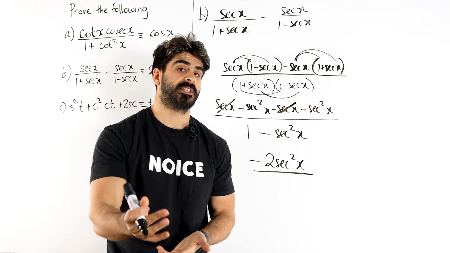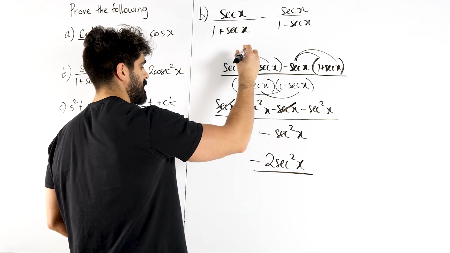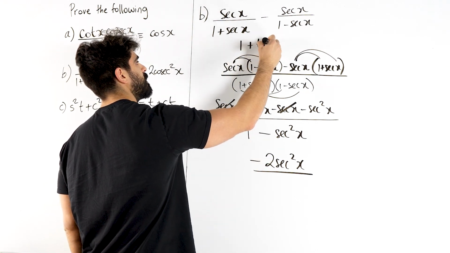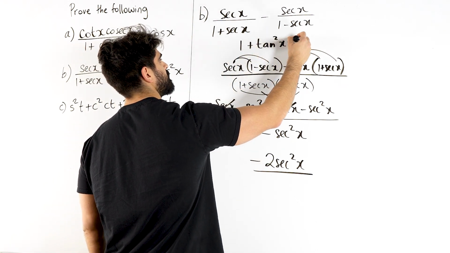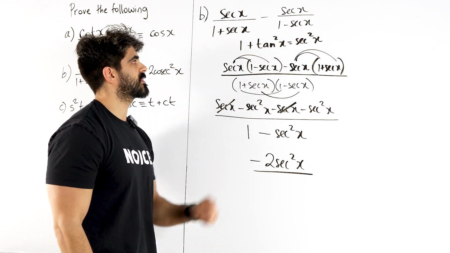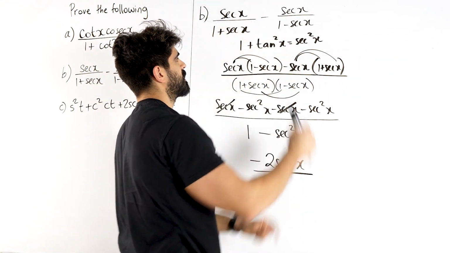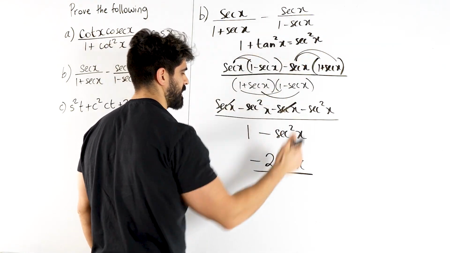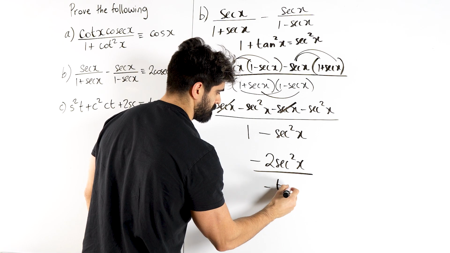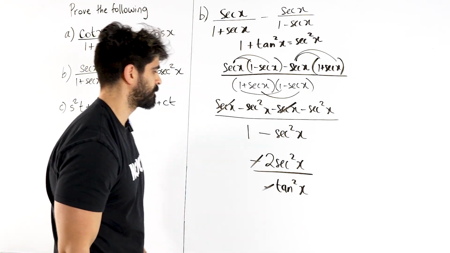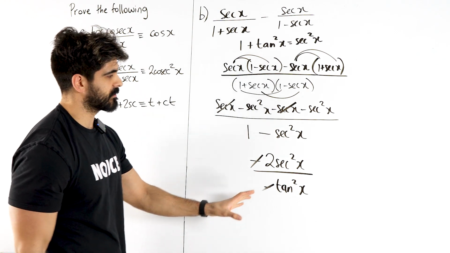I know that 1 plus tan squared is sec squared. I'll write it here. And I'll write it here. And I'll write it here. 1 plus tan squared is sec squared. So if I want 1 minus sec squared, I'm basically switching these around. 1 take away sec squared will be minus tan squared. Then the negatives cancel.